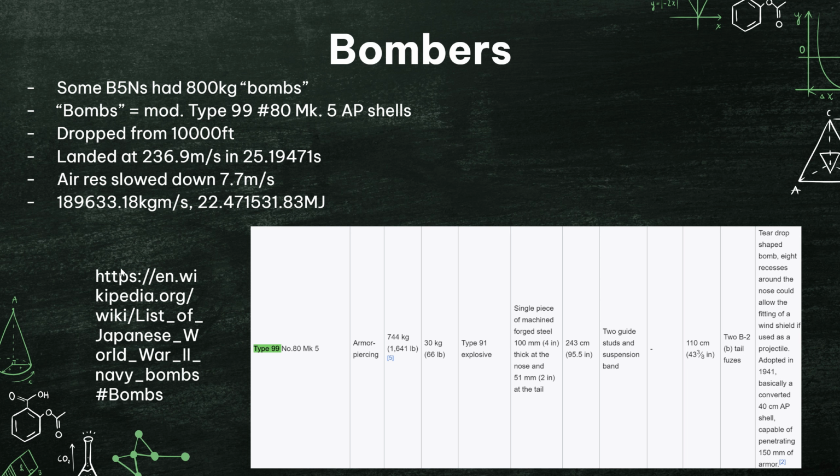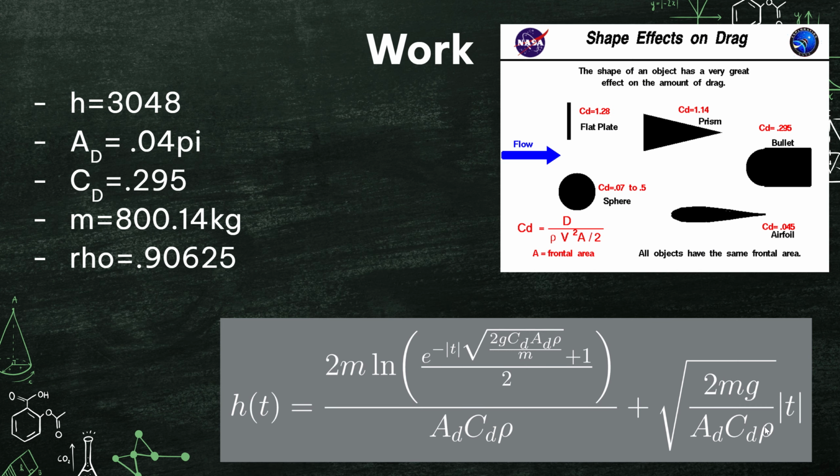And here is the reference I'm using. Yeah, it's a converted 40 centimeter AP shell, so keep that in mind. So here's my work. We're going to be using this equation, which is my equation that I made with a couple of friends, which I'll explain in a future video, hopefully. So height is going to be 3,048 meters.